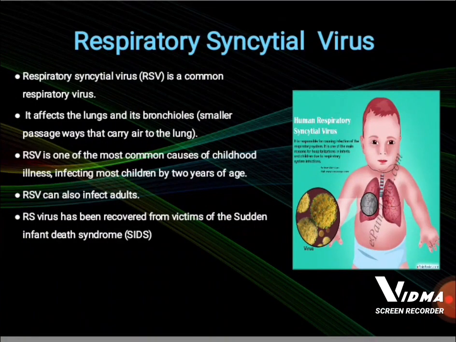This RSV is a common respiratory virus like coronavirus and influenza virus, and it affects the lungs and bronchioles. Bronchioles are smaller airways that carry air to the lungs. It also affects childhood, causing illness by the age of 2 years, and also affects adults above the age of 60. RSV has also been identified in victims of sudden infant death syndrome.